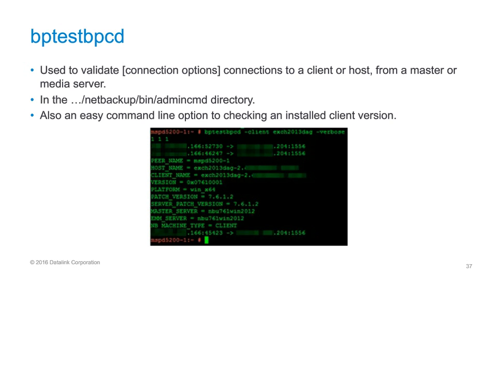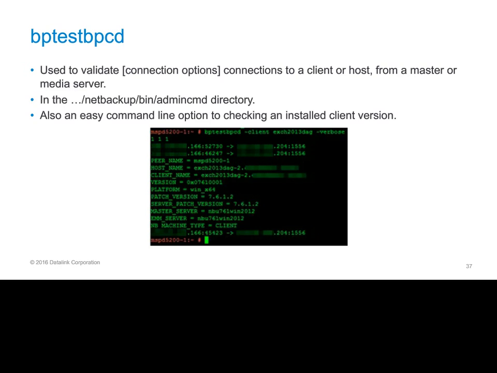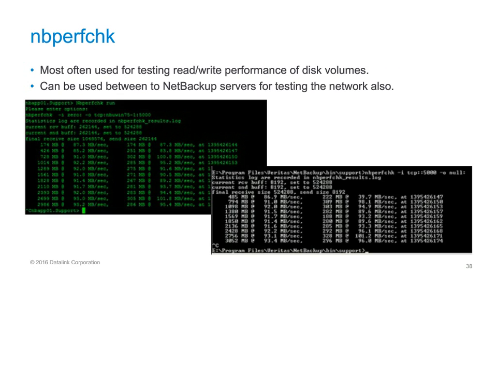This is something, again, that is available on the NetBackup server side, but not on the client side. NBPerfCheck is a great way to test performance. It started out originally for the server side to test disk read and write performance, but can also be used between NetBackup media servers to test the network connection. Now, you can't do this to the client, but between media servers, you can test the performance of a connection using the NBPerfCheck command.